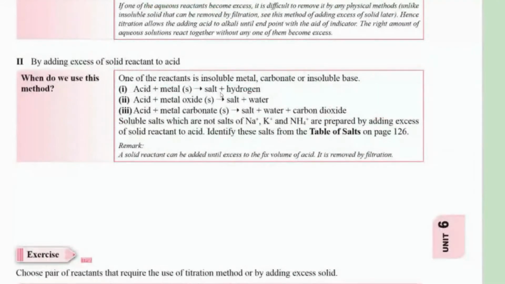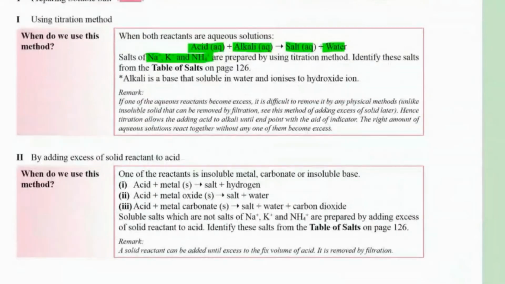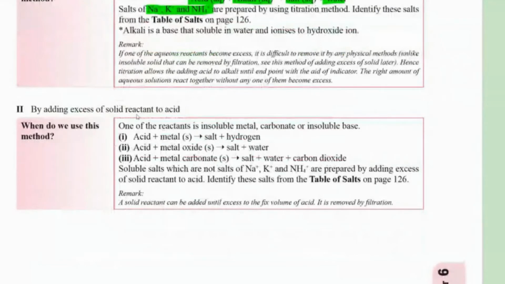Okay. Now another one. Other than SPA salts, we are going to prepare soluble salt. We are going to use the excess of solid reactants with acid. The solid reactants are quite many. We can use the reactive metals, the metal oxide or metal carbonate. All can produce a soluble salt. So soluble salt here, which are not the salt of sodium, potassium, ammonium, are prepared by adding excess of the solid reactants to acid.